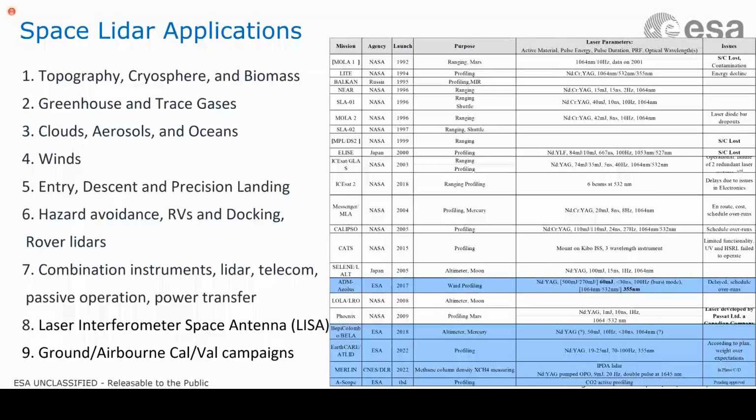A simple example of how difficult it is to use more complex systems is that below Calliope, you see also another ESA NASA effort, which was the CATS, which was launched to the ISS and mounted on the Kibo, the Japanese part of the ISS, and it faced limited functionality. The UV failed immediately, and the HSRL also failed. So it's a typical example of how difficult it is to put very complex instruments in space.